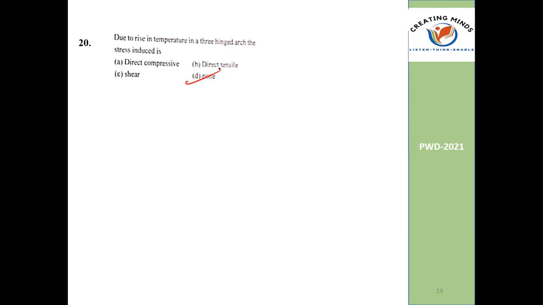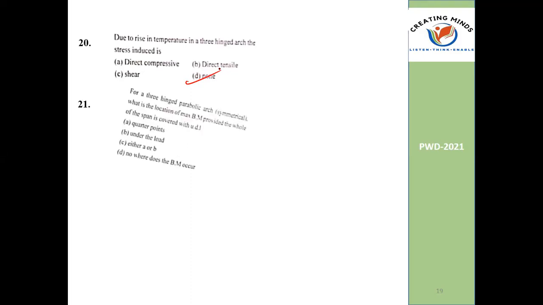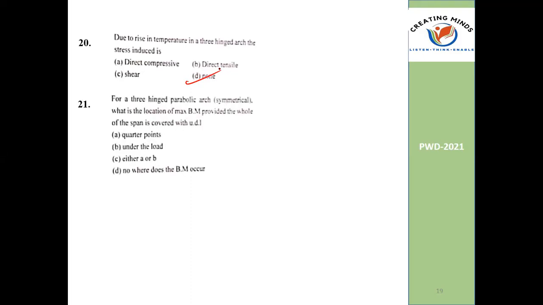The only change is that the crown will increase. The horizontal reaction will decrease. The horizontal thrust will decrease. For a three-hinged parabolic arch, what is the location of maximum bending moment provided the whole span is covered with UDL?